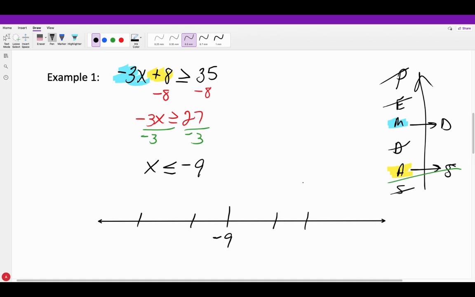So I'm going to put -9 right in the middle of my number line, and then it's -8, -7, because I'm adding 1 to each side, -10, and -11. This is going to be a closed circle.